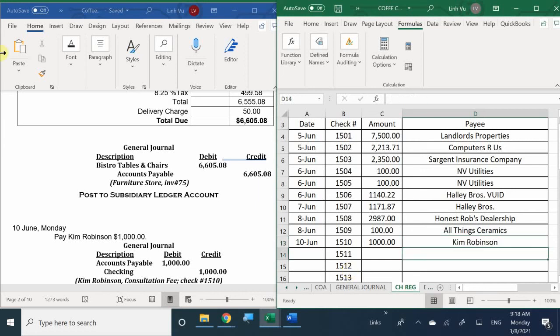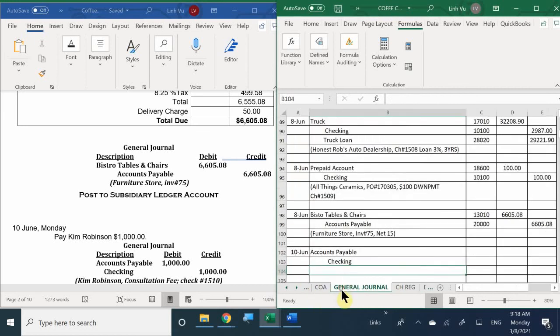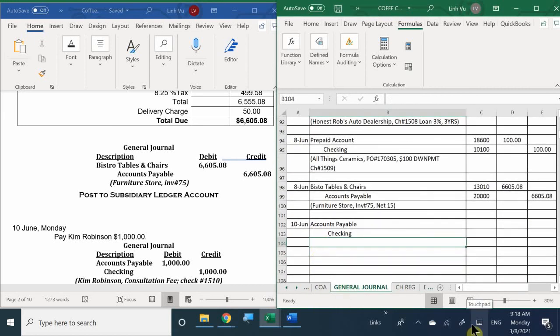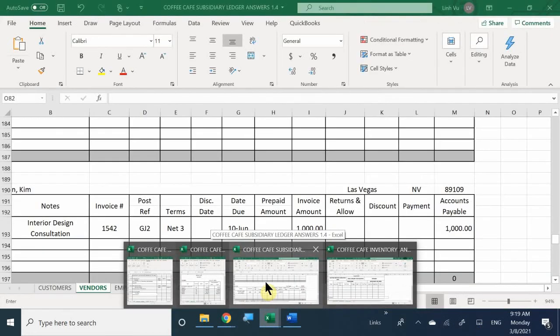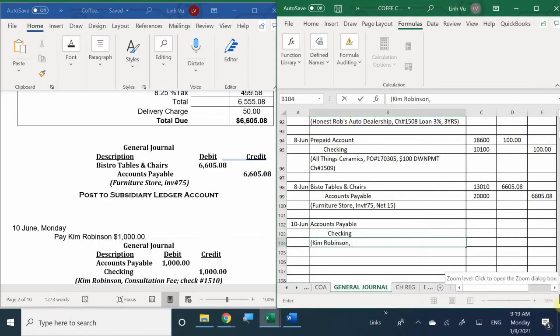All right. Once I got that check number 1510, I'm going to go to my general journal and I'm going to finish off my description. So here, I paid Kim Robinson, right, for invoice number, right? Where can you get that information? From the subsidiary ledger. Invoice number 1542, comma, with a check number 1510.